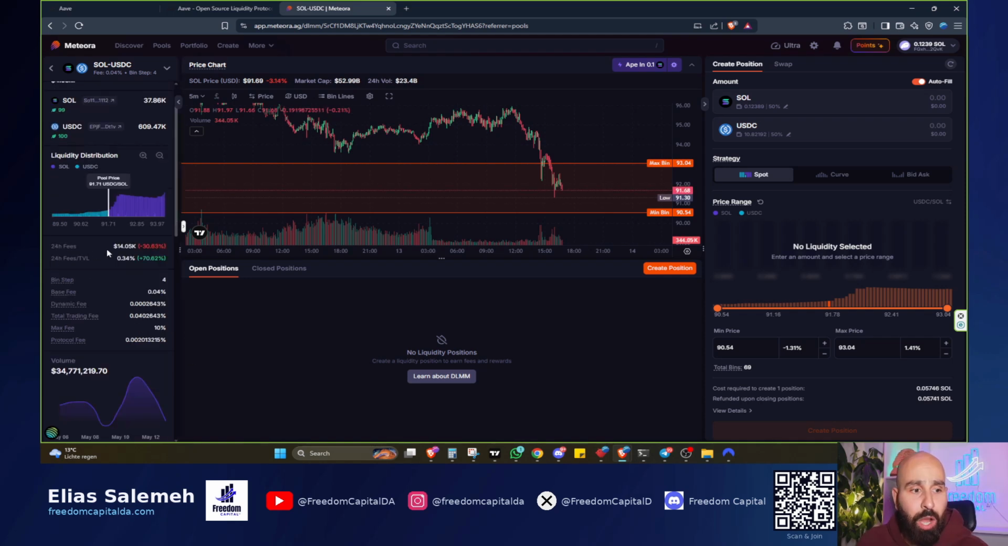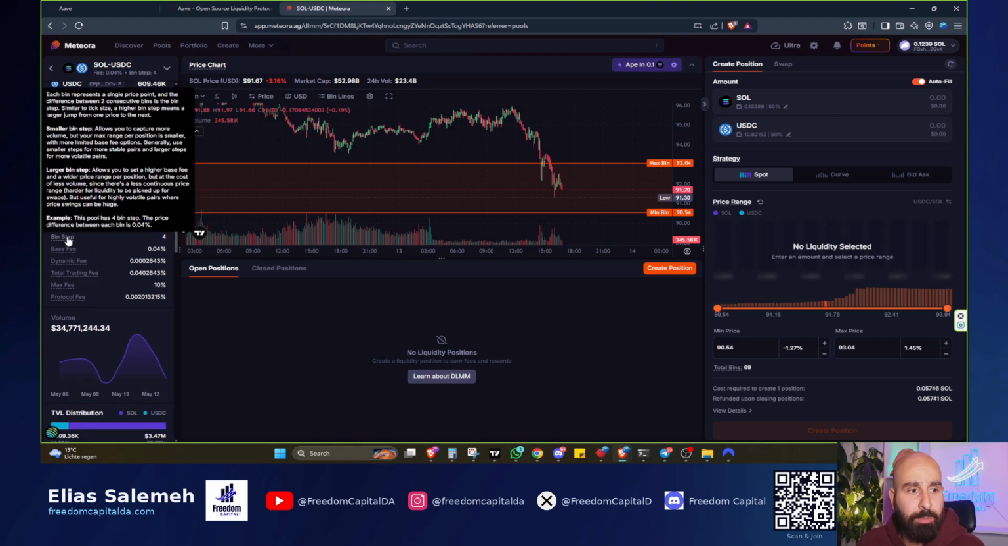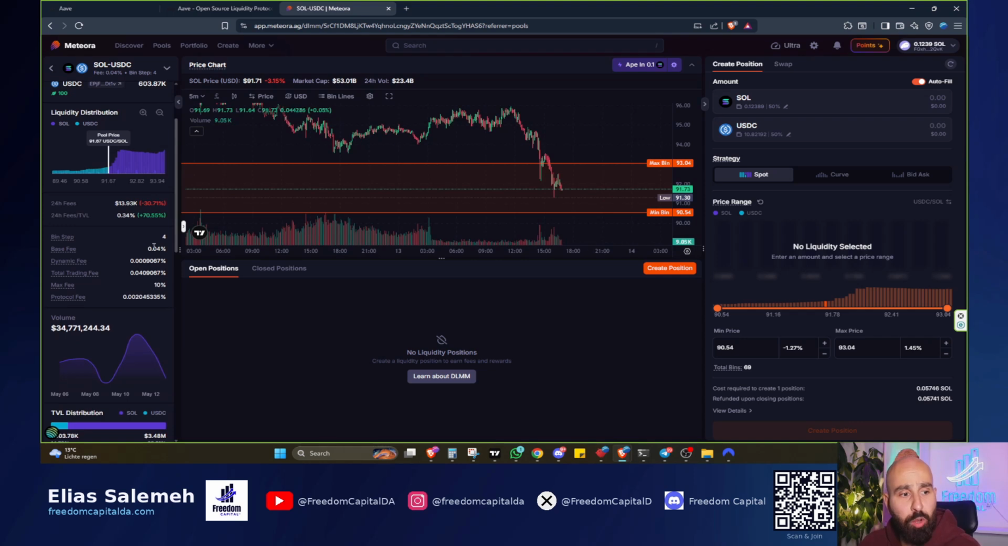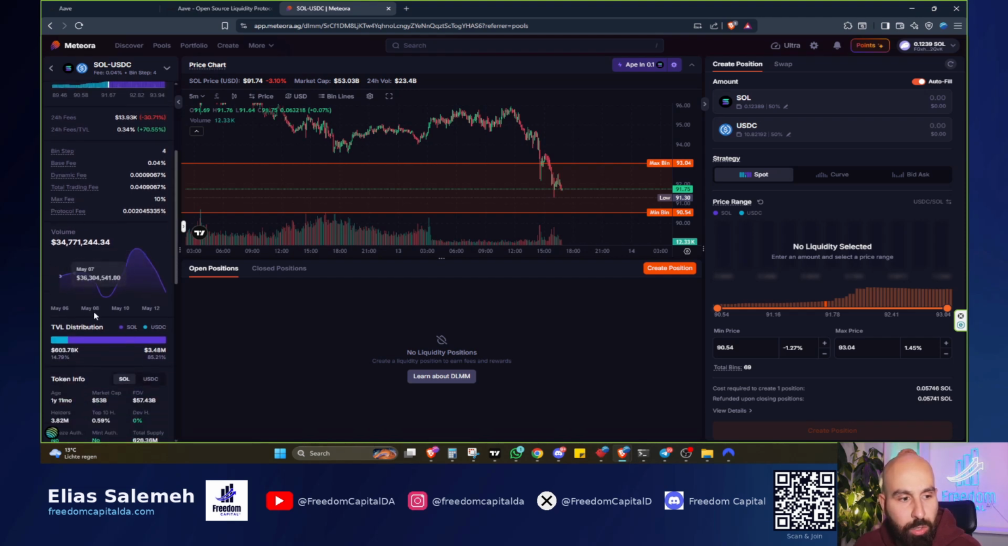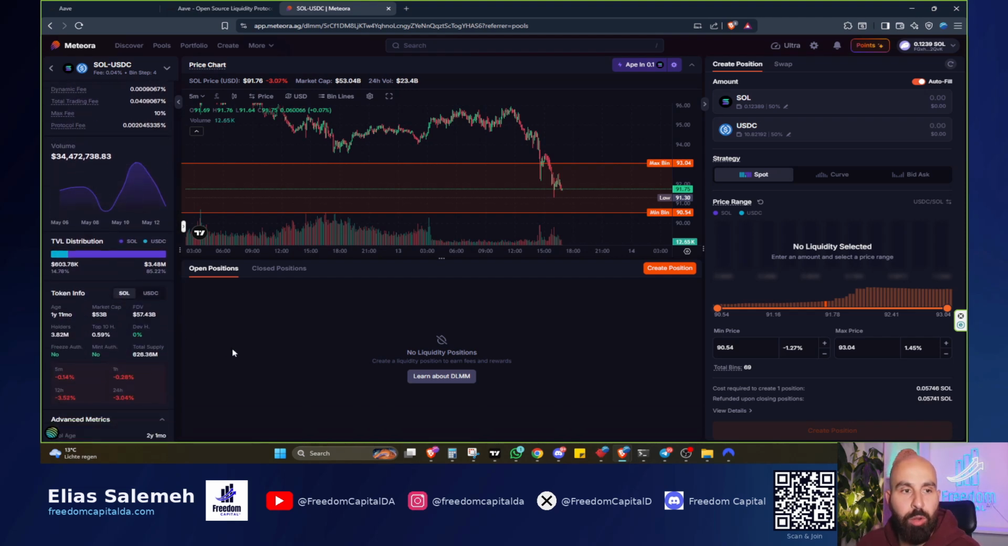Here you have the 24-hour fees, 24-hour fees per total value locked, the total bin steps, the base fee of that pool, which is 0.04%, dynamic fee, total trading fee. You don't have to worry about that much. This is the total volume representation and token information.